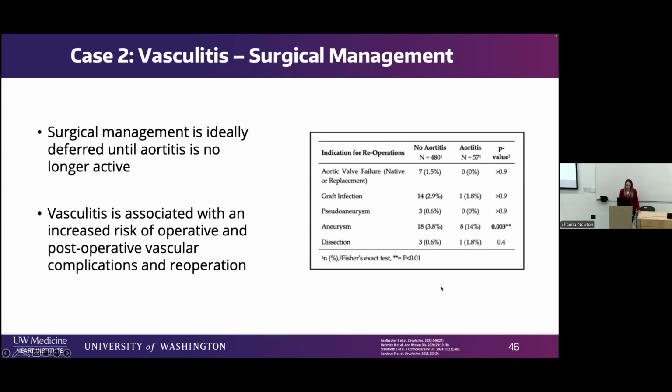This was a study that looked at patients who had a thoracic aortic aneurysm with either aortitis or no aortitis. The reoperation rate in patients with aortitis was twice that of the non-aortitis patients, 17.5% versus 9% in this patient population. This was mainly driven by the risk of aneurysm formation postoperatively.